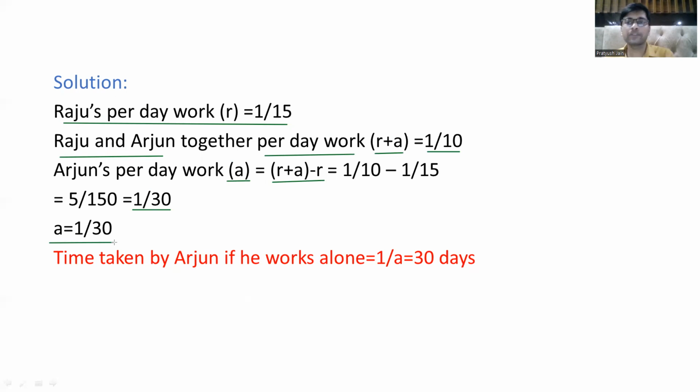Now I know per day work is equal to 1 upon the time taken by that person to complete the work. So the time taken by Arjun if he works alone is simply 30 days. Simple.